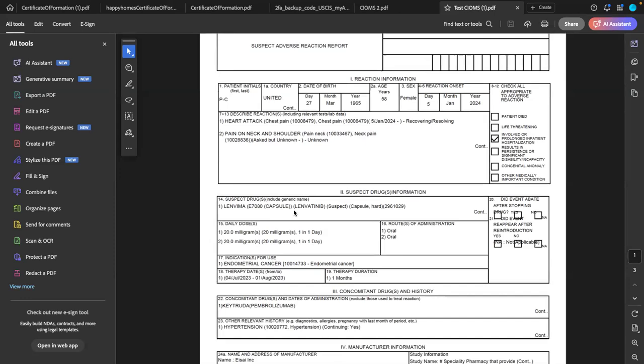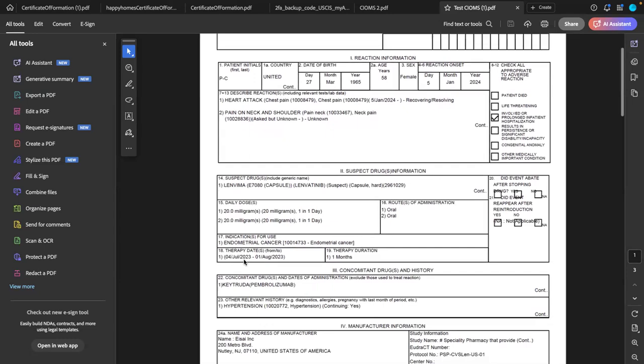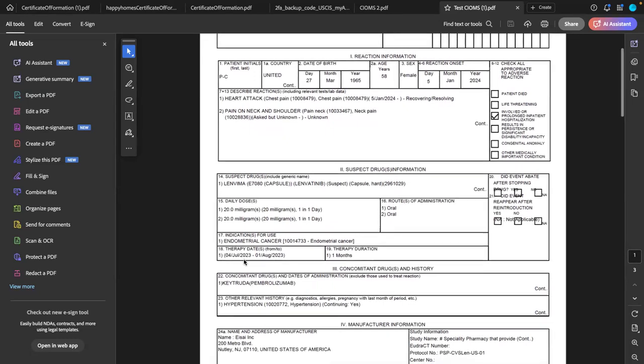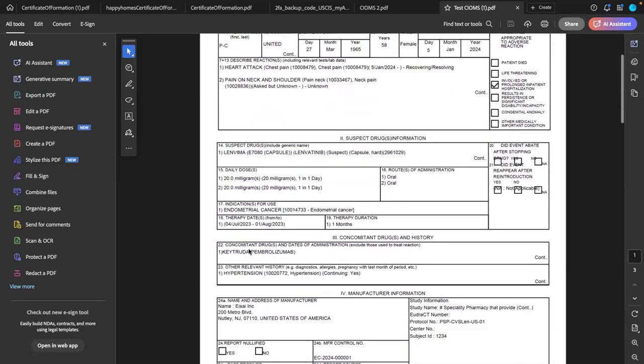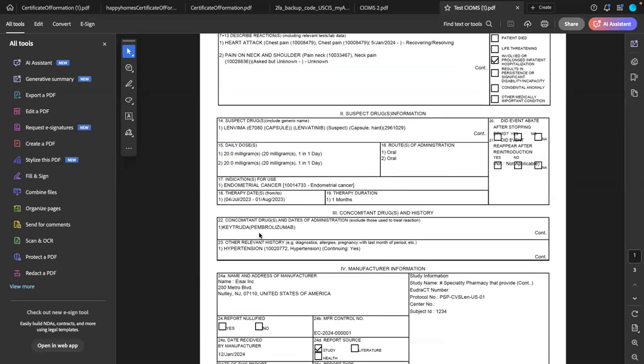This is the suspect drug, which is your company drug, and that is why you have to report this case. This Lenvima, let us assume, is your company drug. It's your company suspect drug, and that's why you're reporting this case. This is the indication for which the patient is taking the drug. These are the duration of treatment for what the patient was taking it. What are the concomitant medications? What other medications was the patient taking along with your drug? So they are all concomitant medications. In this case, the patient was taking Pembro. And this is the past medical history of the patient with hypertension, which is continuing.